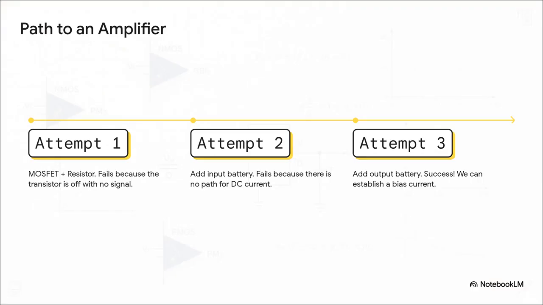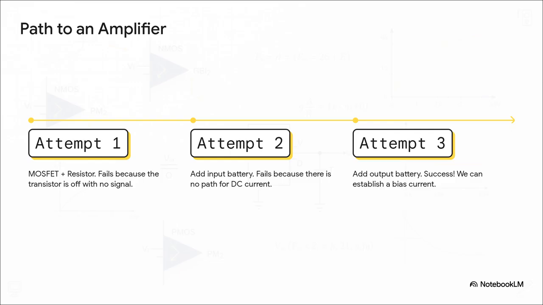Attempt 1, we just hook up a microphone, a MOSFET, and a resistor. What happens? Nothing. It fails because with no signal, the transistor's just sitting there, turned off. It can't amplify if it's not even on. So, attempt 2, let's add a DC battery at the input to turn it on. Good idea, right? Nope. Fails again. Why? Because there's no complete circuit, no path for that DC current to actually flow through.